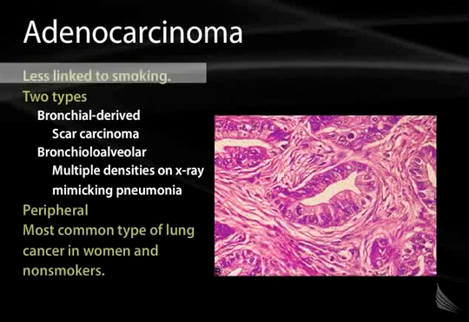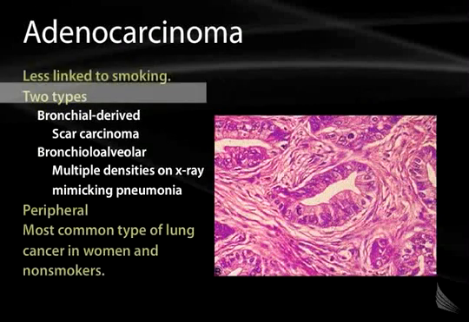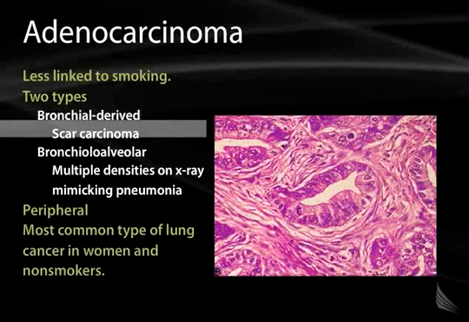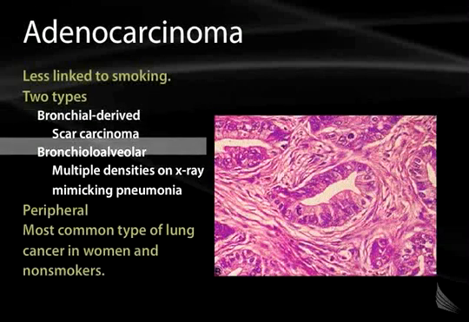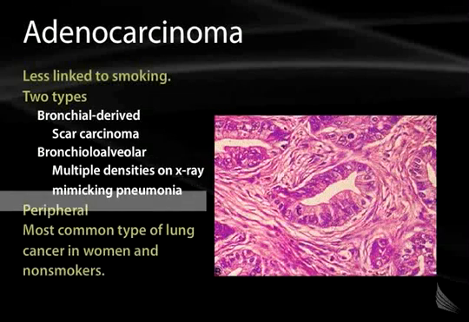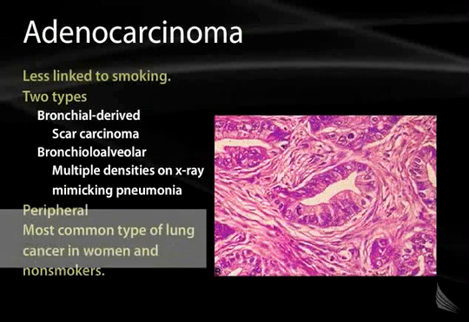Adenocarcinoma. This is less linked to smoking. There are two major types, bronchial-derived or bronchial-alveolar. Bronchial-derived is normally a carcinoma around a scar. Bronchial-alveolar is multiple densities on X-rays mimicking pneumonia. Adenocarcinoma is normally peripheral. The most common type of lung cancer in women and non-smokers is adenocarcinoma.